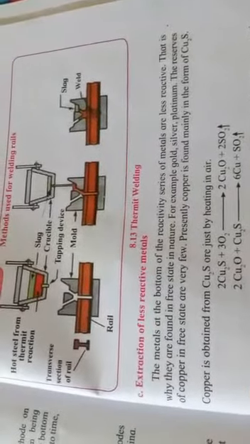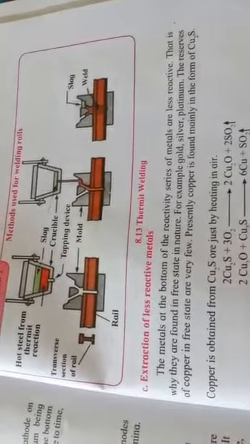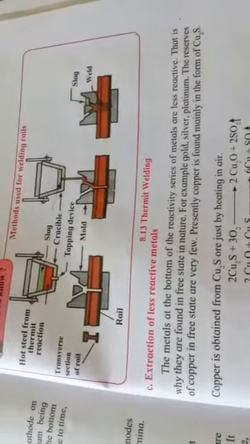Now, extraction of less reactive metals. The metals which appear at the bottom of the reactivity series, like mercury, gold, silver, white gold, that is platinum, and copper, are less reactive. That is why they occur in the free state in nature.